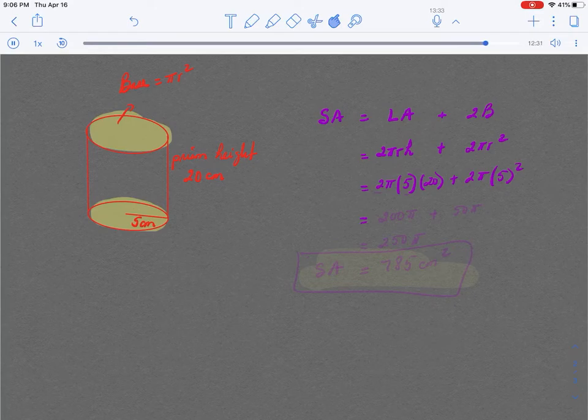So I'm going to have 10 times 20, which gives me 200 pi, plus 5 squared is 25, times 2 is 50 pi. And then you're going to have 250 pi. If I asked you in terms of pi, you can leave that alone, but I did not ask for that. Let's round it to the nearest whole number. So I'm going to have about 785. In this case, it is centimeters squared.